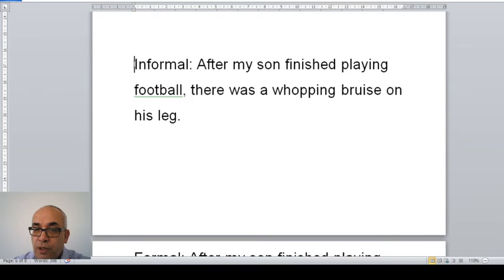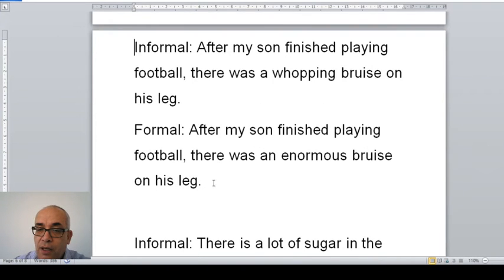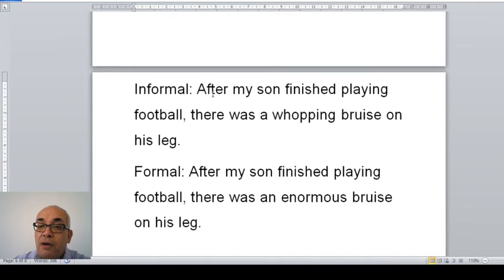Sorry, I need to put this on the next page. Informal: After my son finished playing football, there was a whopping bruise on his leg. Formal: After my son finished playing football, there was an enormous bruise on his leg. So this word is informal. I change it into enormous. Enormous is a formal word in English.